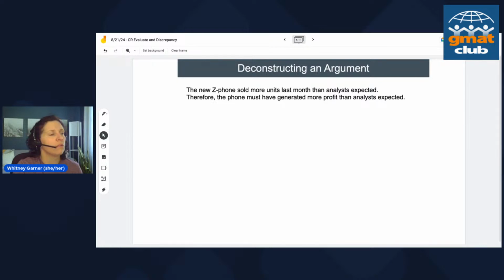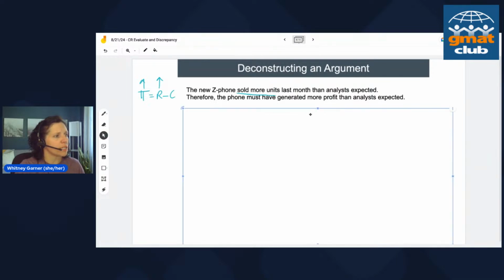The conclusion here is that therefore the phone must have generated more profit. And this idea that it sold more units, so if we think about profit as revenue minus cost, right? So if I put it in my mind that profit is revenue minus cost, we're told that it sold more units, that implies more revenue, which therefore implies greater profits. Sure, that feels logical enough.